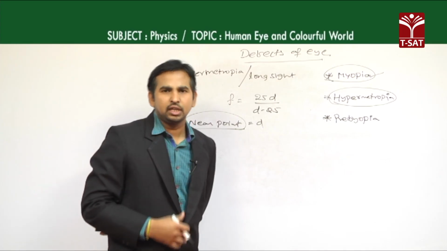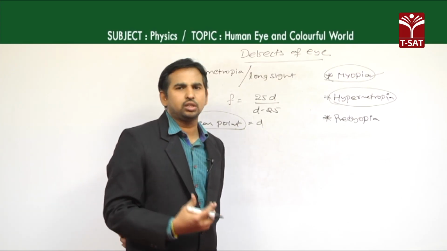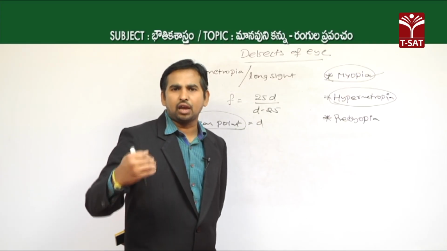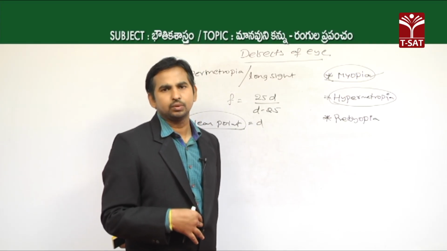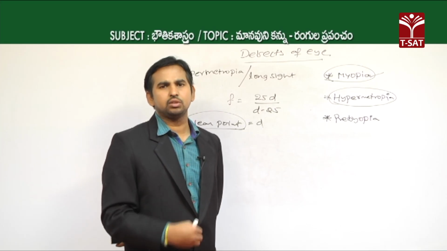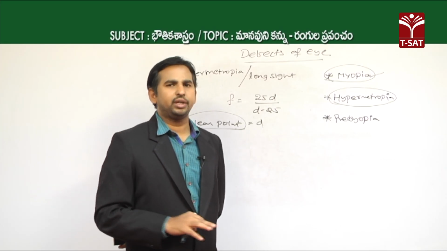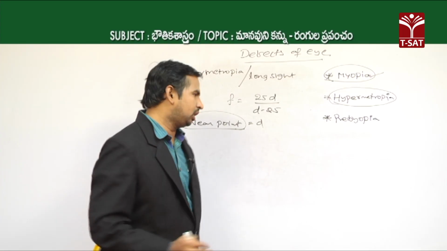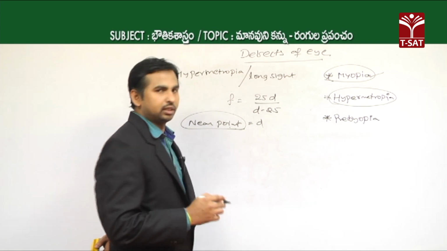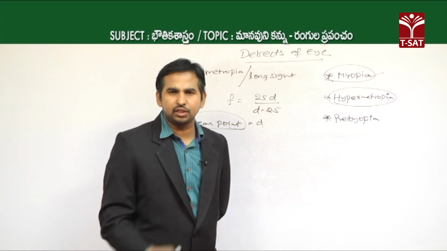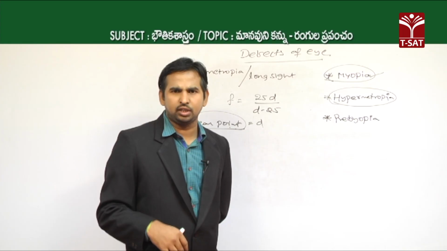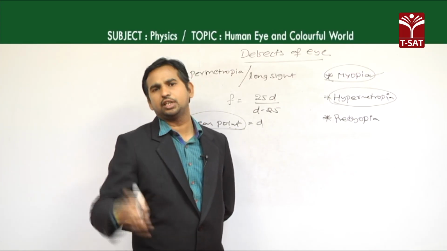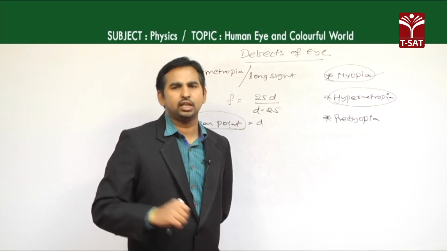Near point is nothing but, as I said, with long-sightedness we can see distant objects clearly, but there is some minimum distance at which the hypermetropia-defected eye can see objects very clearly. That minimum distance we call the near point. Once the person has this hypermetropia, any object placed at or after the near point, they can see very clearly.